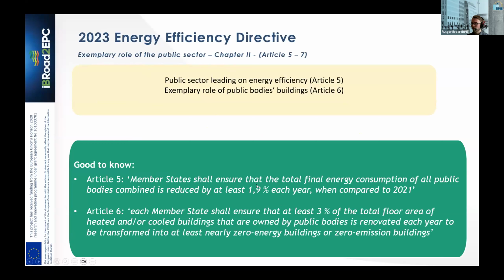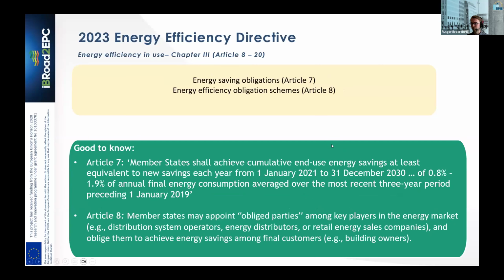This says basically that member states shall ensure that the total final energy consumption of all public bodies combined is reduced by 1.9% each year compared to 2021. And the member states shall ensure that at least 3% of the total floor area of heated and cooled buildings is renovated each year to at least NZEB or ZEB. Takeaway, basically public authorities have extra responsibilities, but also an opportunity to lead the way and to show that renovations of these buildings and energy savings are possible. And building renovation passports and IBRoad-EPC are very useful tools for public authorities to achieve the responsibilities for these articles.